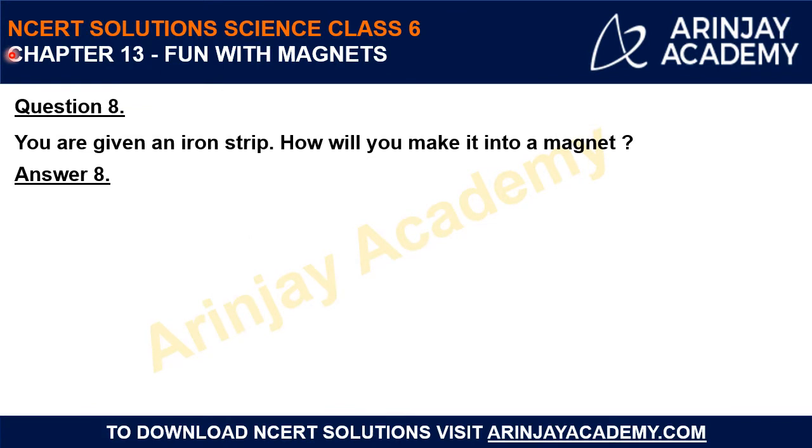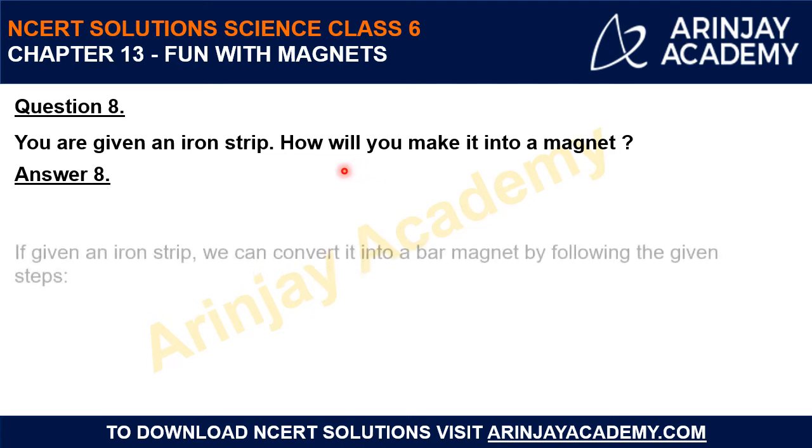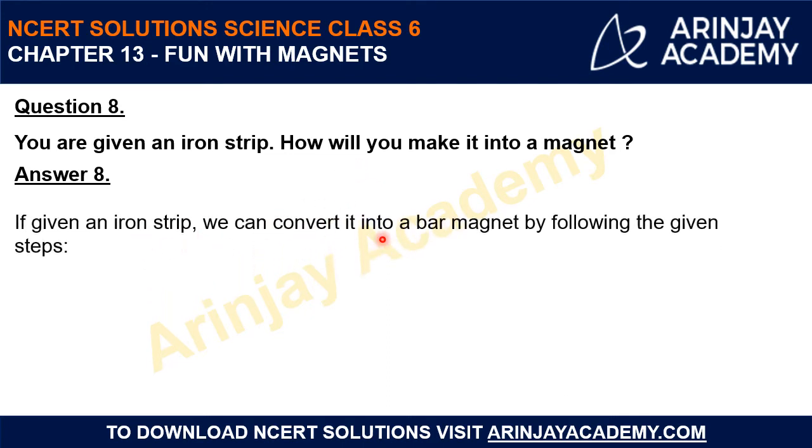So here we have question 8. You are given an iron strip. How will you make it into a magnet? So here you should be knowing that आप अपने home में magnet create कर सकते हैं if you have an iron strip. So what is the process of doing this? So let's see this. If given an iron strip, we can convert it into a bar magnet by following the given steps. So let's see all the steps one by one. The first is to place the given strip on a table. So जो iron strip आपके पास है उसे आपको table में place करना है सबसे पहले.